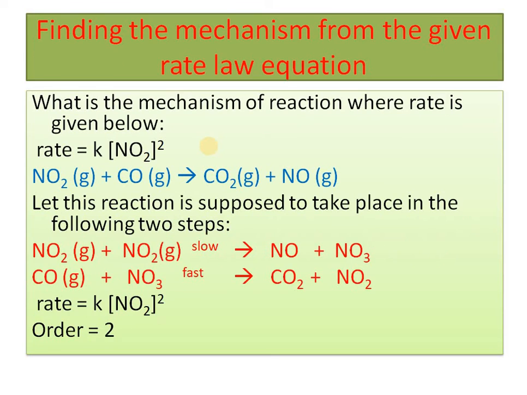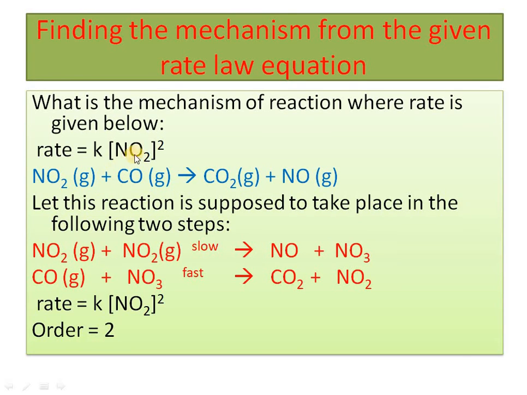Okay, next question. This is a different approach. Here a mechanism is to be found: the rate law is given and the equation is given. Find out the mechanism. The basic thing is to have this information. From this we come to know that NO2 is deciding the reaction rate, which means this reaction is non-elementary. So we have to split this reaction into a number of steps.